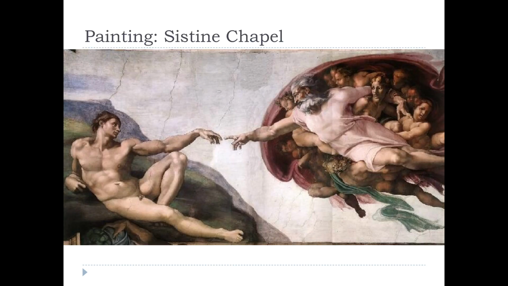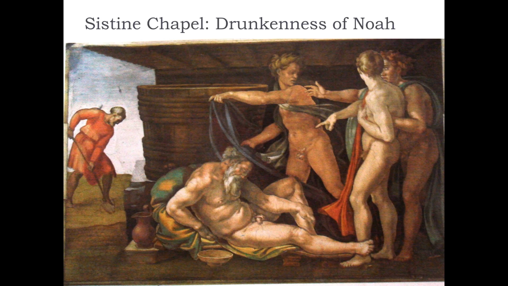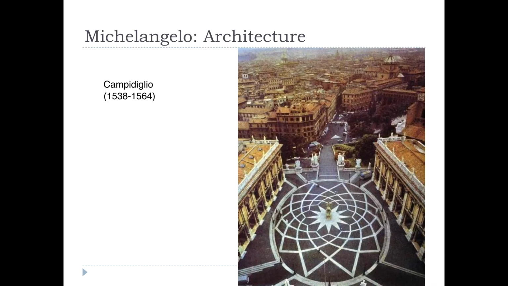These are two successive paintings. We'll show two here of the Sistine Chapel. You've probably seen this 100 times by now, even as a child. And this is also from the Sistine Chapel, showing the drunkenness of Noah. And then his architecture, and this is one that I wasn't as familiar with.